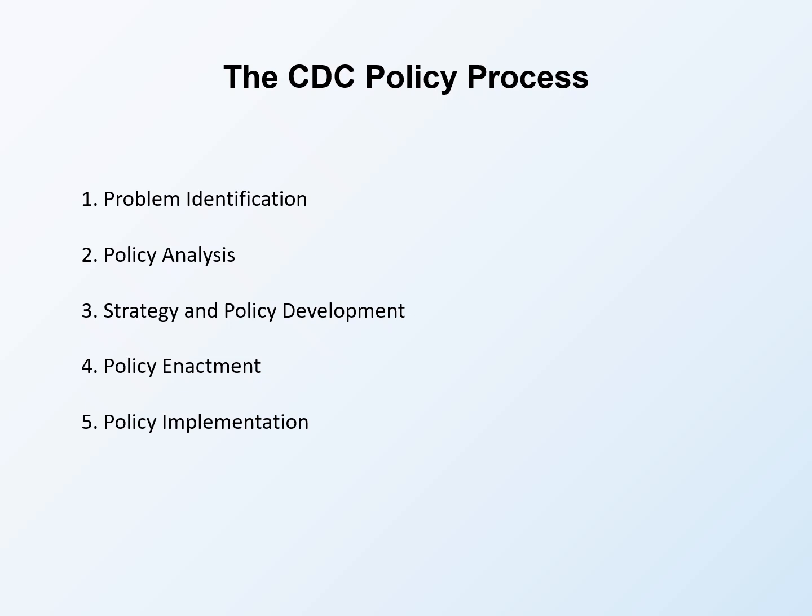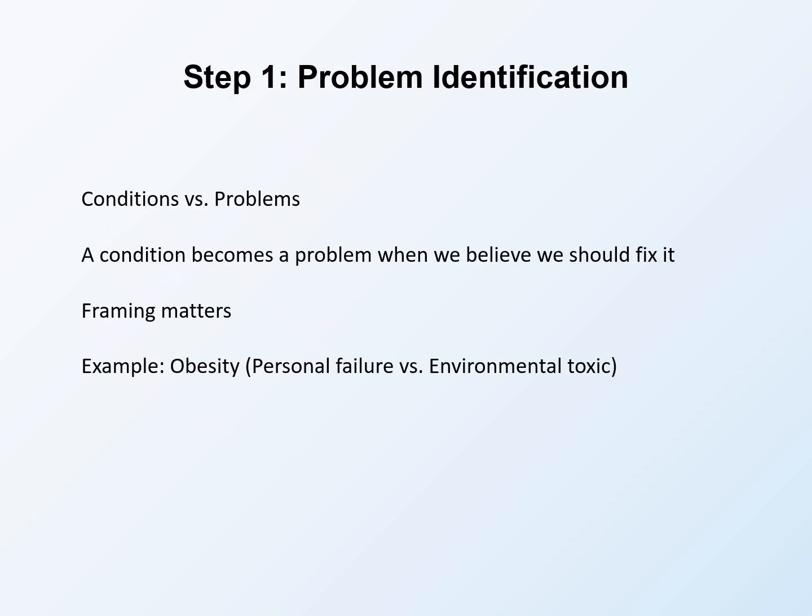It looks like a circle, but in reality, it's a messy spiral. You often get to step 4 and get kicked back to step 1. Step 1 is problem identification. This sounds easy, but it's philosophical.